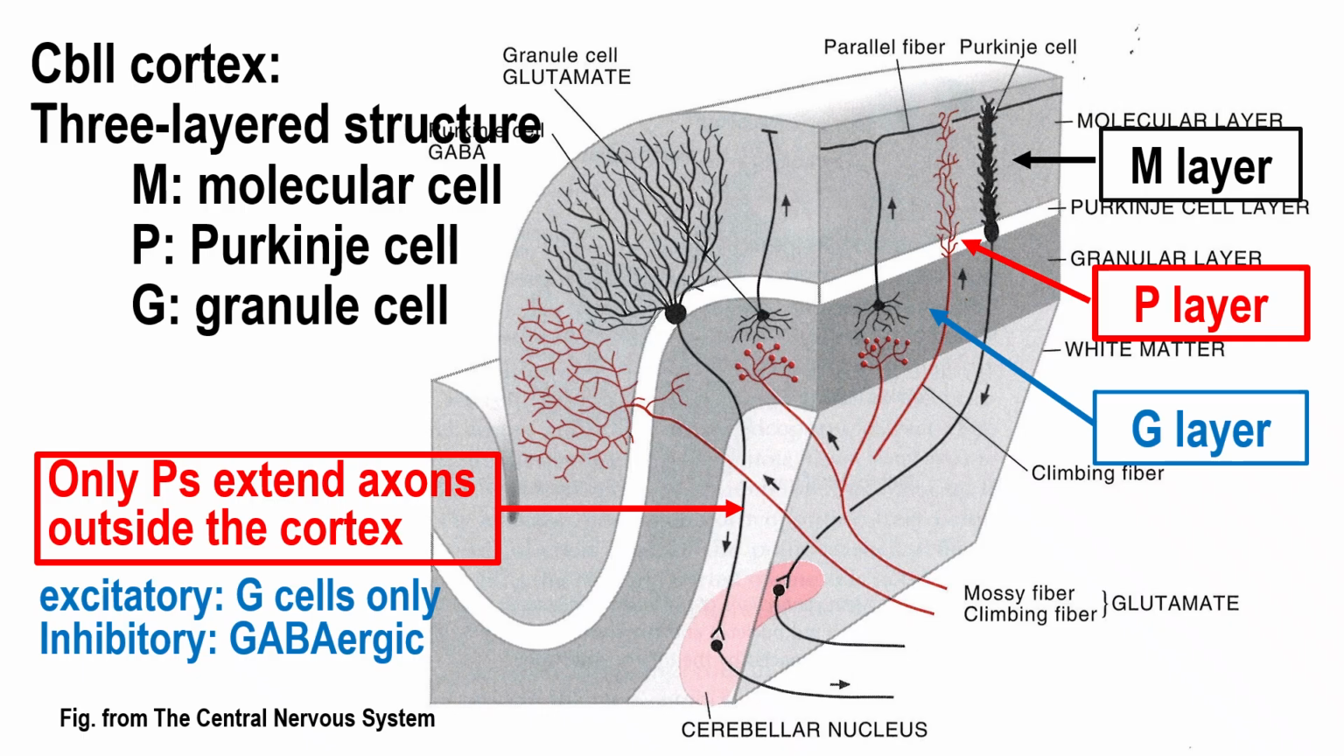Only Purkinje cells extend their axons outside the cortex, while the axons of the other neurons remain within the cortex. Only granule cells are glutamatergic excitatory neurons. All other neurons are inhibitory neurons that use GABA, that is, gamma-aminobutyric acid, as a neurotransmitter.